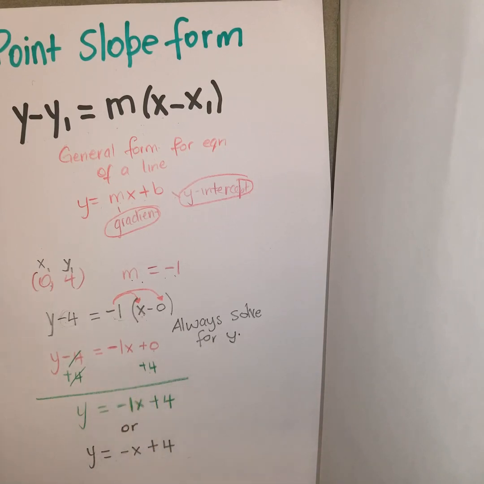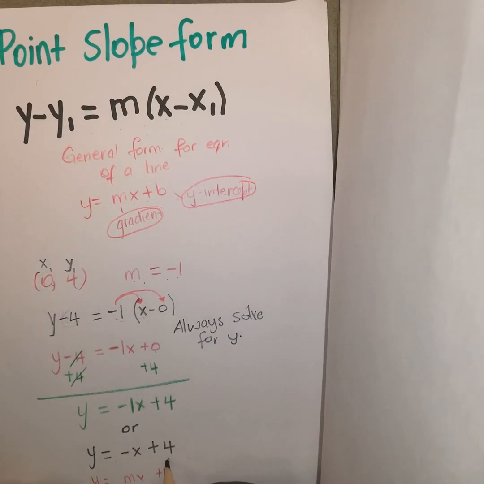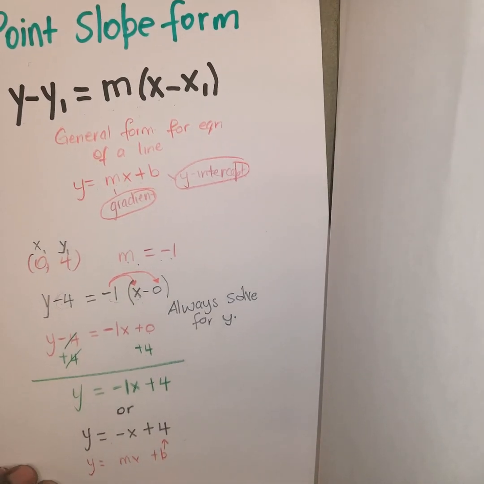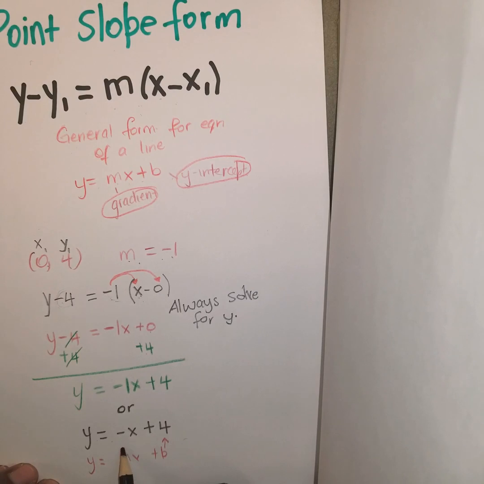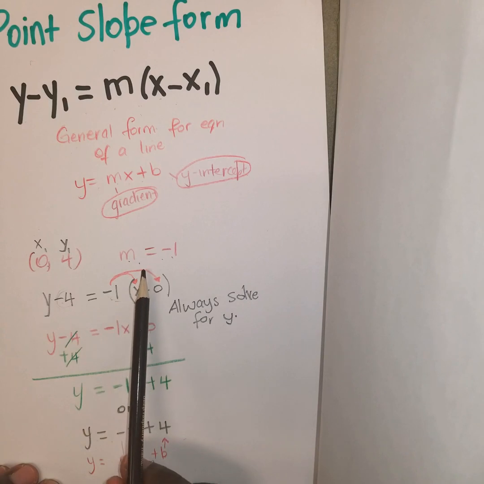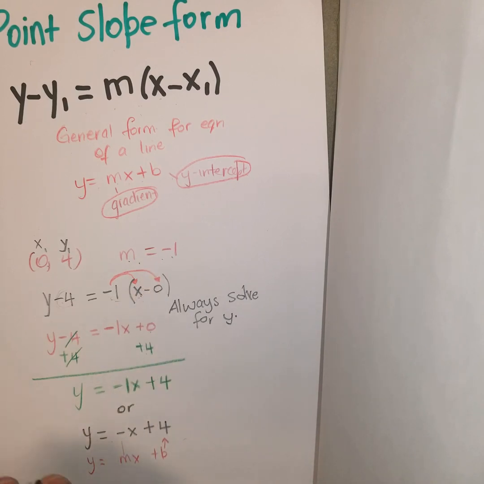Let me write it below it to show you that it's actually finished. So it's mx plus b. We know that the 4 represents the y-intercept, and we know that the m would be -1, and the x would be the variable of the slope. So it's finished. So given a point and the slope, we can always put it in the form y equals mx plus b.